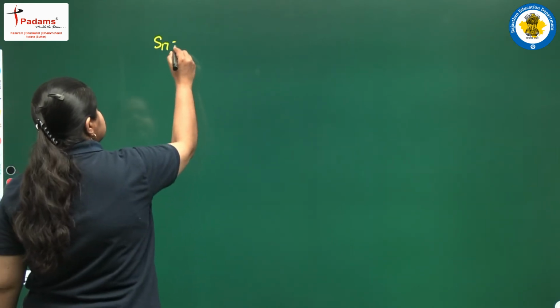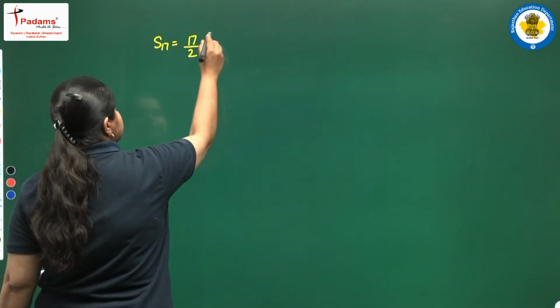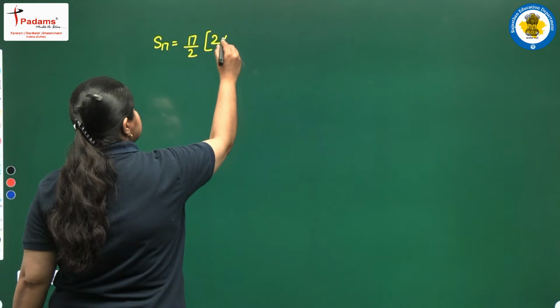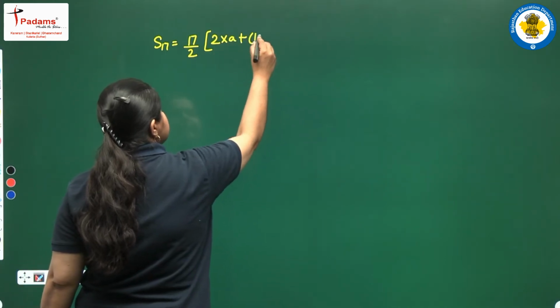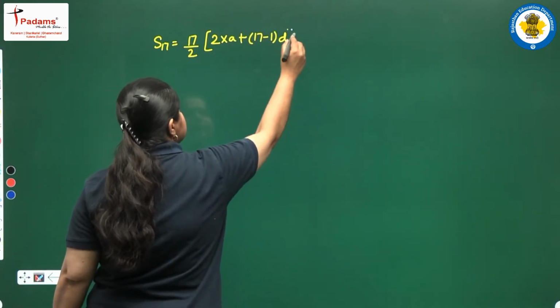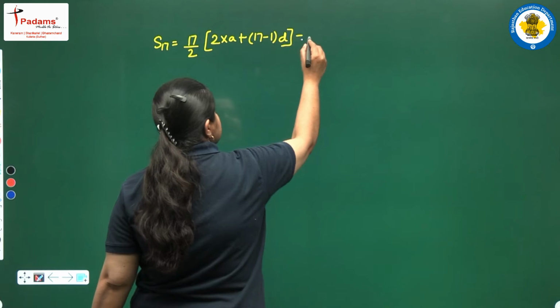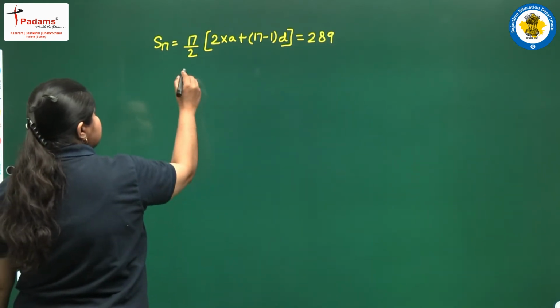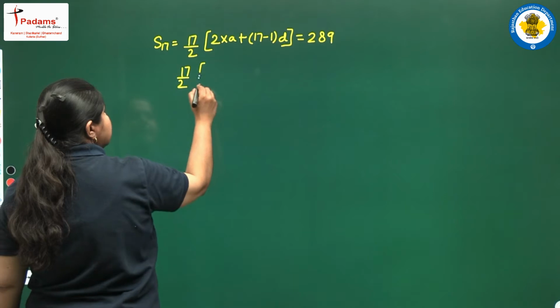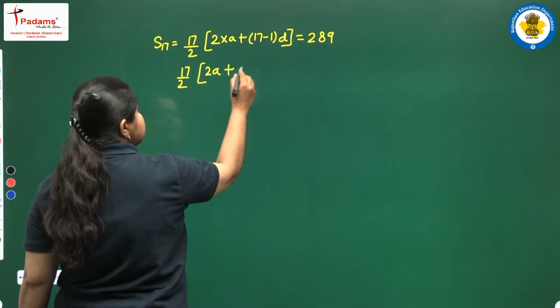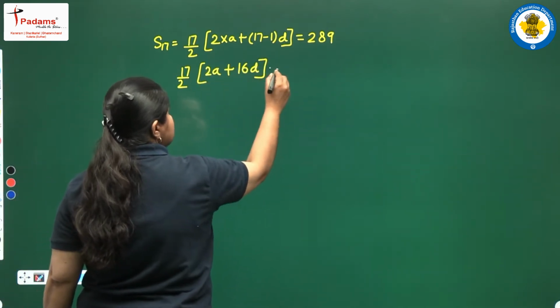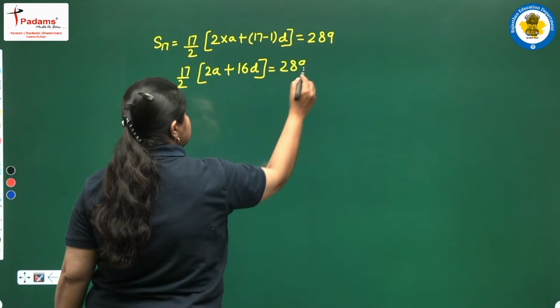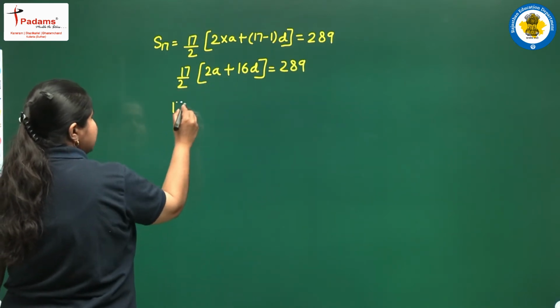S17 can be written as 17 by 2 into 2 into a plus 17 minus 1 into d. We don't know the values of a and d, and this is equal to 289 as given in the question. From here, 17 by 2, 2a plus 16d equal to 289. Again take out 2 as the common number.